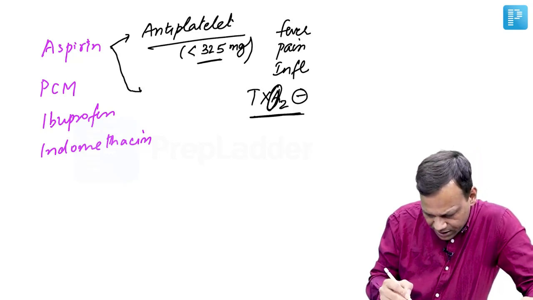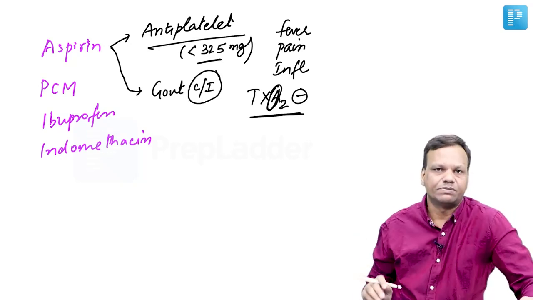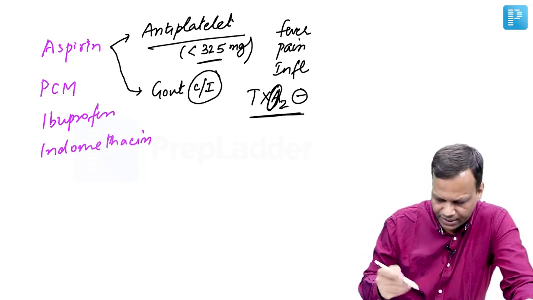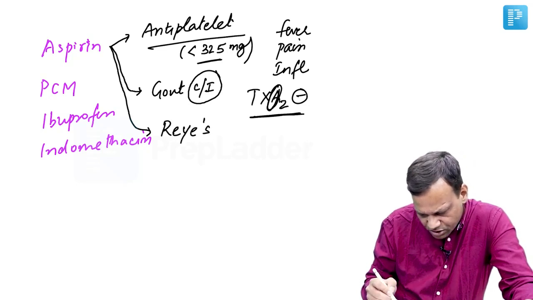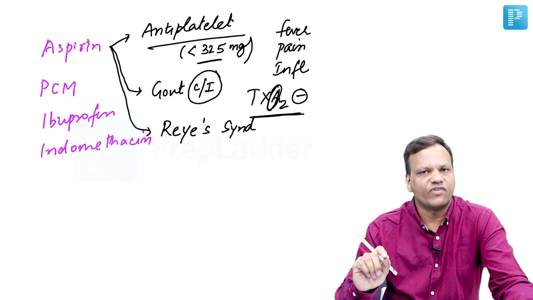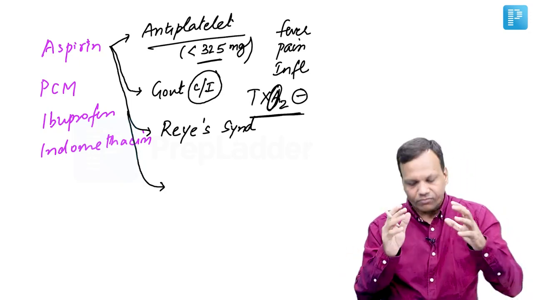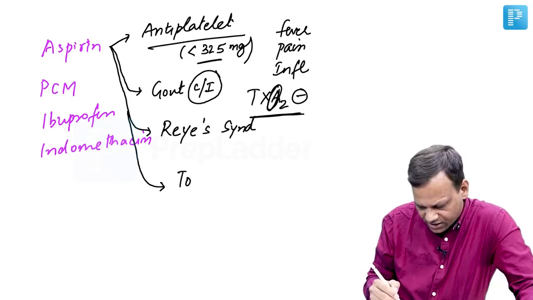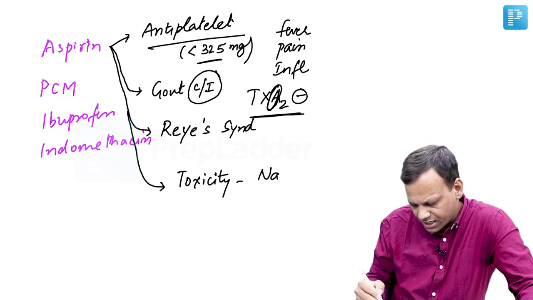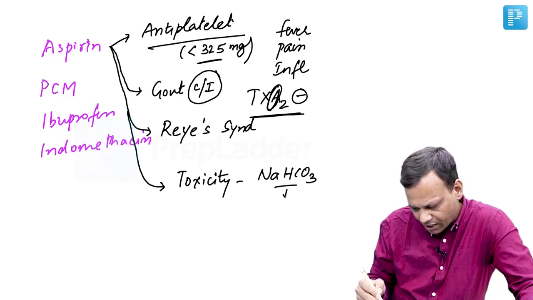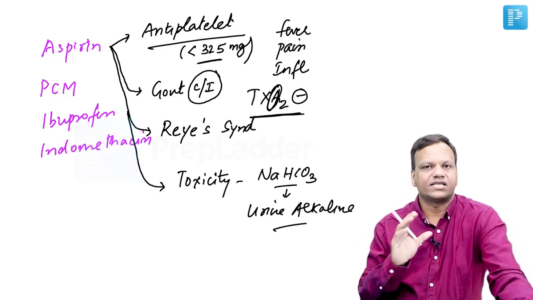Then aspirin, second important thing, aspirin is contraindicated in gout because it can cause hyperuricemia. Aspirin increases uric acid, so contraindicated in gout. Aspirin is contraindicated in children with viral illness because of risk of Reye syndrome. A child with viral illness may develop Reye syndrome, so aspirin is contraindicated. And lastly, in aspirin overdose, or we can say toxicity, we do not have any antidote. The only method we have is to make the urine alkaline by giving sodium bicarbonate. Sodium bicarbonate will make the urine alkaline, that will help in excretion of aspirin in the urine.